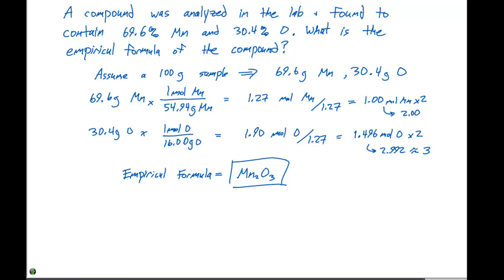Then we divide by the smallest number out of those two, in this case the 1.27. That gives us 1 mole of manganese and 1.496 moles of oxygen. We now need to multiply by a factor to get whole numbers. Our whole numbers are going to come out to 2 to 3, and that's going to be the smallest whole number ratio or empirical formula for manganese oxide. So in this case, our empirical formula is going to be Mn2O3.